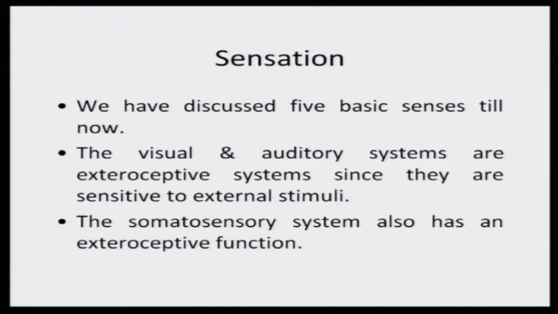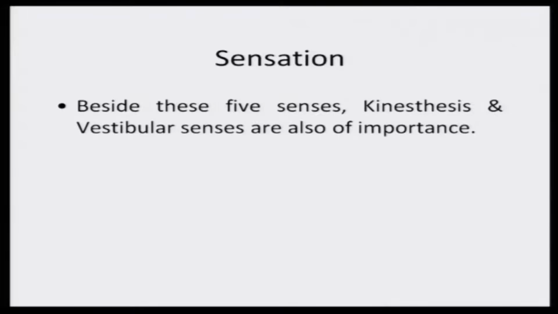The visual and the auditory systems are exteroceptive systems, since they are sensitive to external stimuli, whereas the somatosensory system also has an exteroceptive function to perform. So, besides these 5 senses, we have 2 important sensations. One is the kinesthetic sense, another is the vestibular sense, and both of them help us immensely in terms of living in this world.